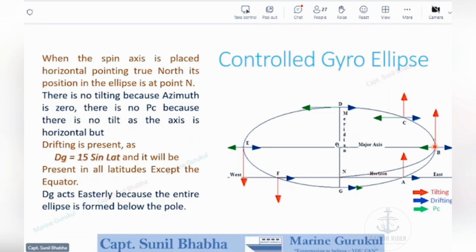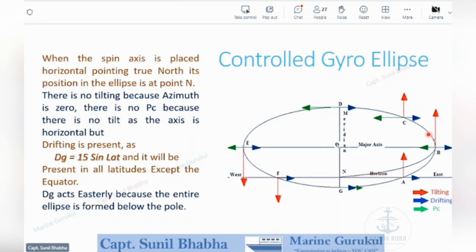It moves upwards. Now as soon as it moves upwards, what is going to happen? As it moves upwards, the tilt is going to increase further. If the tilt increases, control precession is going to become more powerful and it is going to overpower the drifting vector. When the control precession becomes more powerful, it tries to bring back the spin axis towards the meridian. We have a westerly control precession, so it takes the spin axis in the westerly direction towards the meridian. So you see after crossing point B, the spin axis starts to move westwards.